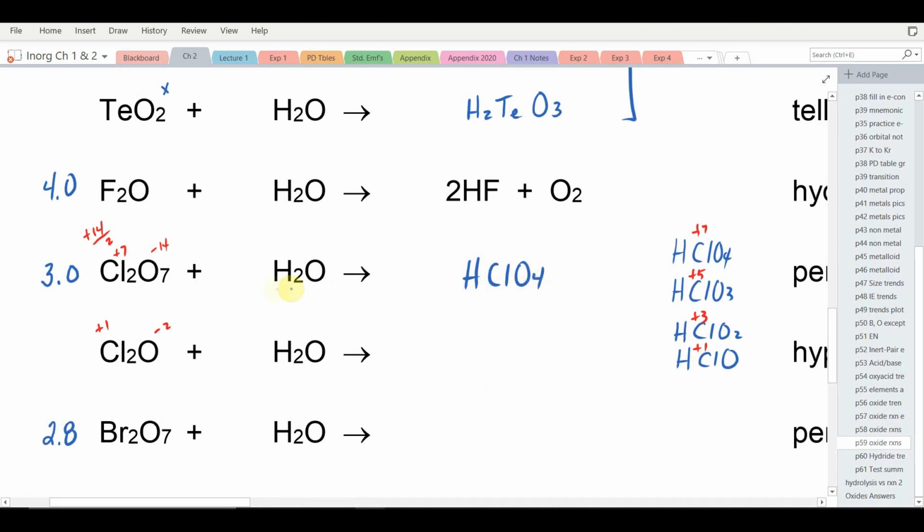Is this balanced? Well, no, I got 2 chlorines. How about now? 2 hydrogens, 8 oxygens. That's correct. What about the oxyacid formed from chlorine 1 oxide? Well, it would have to be hypochlorous acid, HClO. We'll need 2 chlorines, and I think that's balanced. So certainly you're not responsible for fluorine, but chlorine oxides you are.